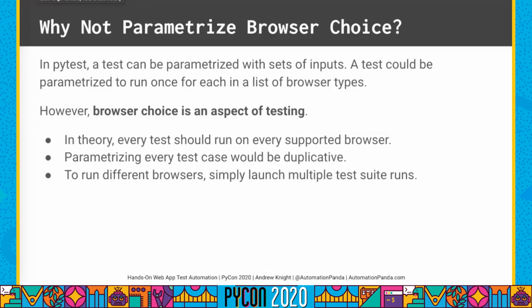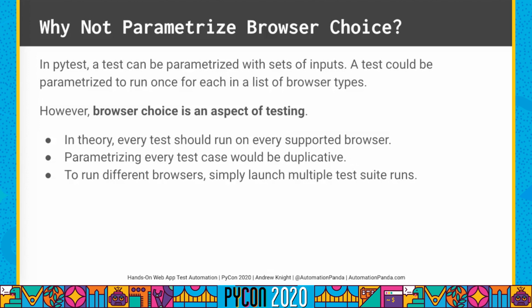There are other ways you could handle browser choice. One way you might ask is, why not parameterize browser choice using pytest mark parameterize? You could do it that way, but I advise against it. And the reason why is because browser choice is an aspect of testing. It's not a test case value or necessarily a test case variation that you want to tightly control. But rather, it's an aspect of testing in that, in theory, every test should run on every supported browser.